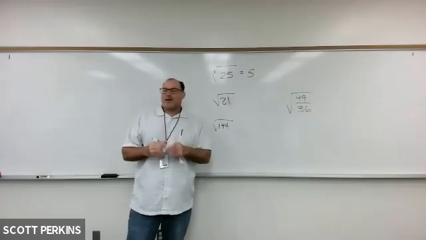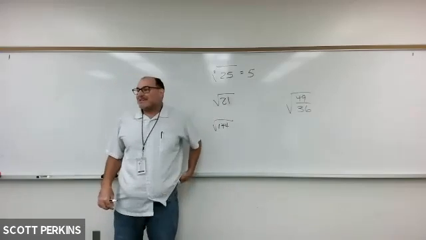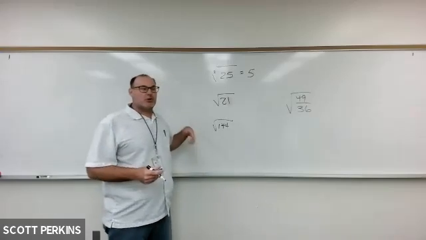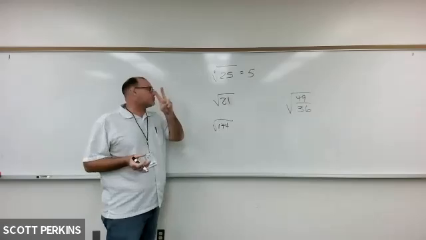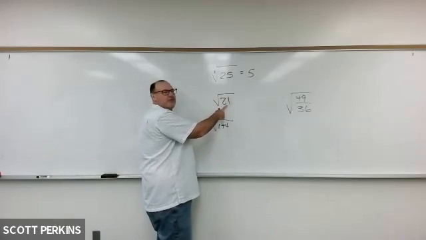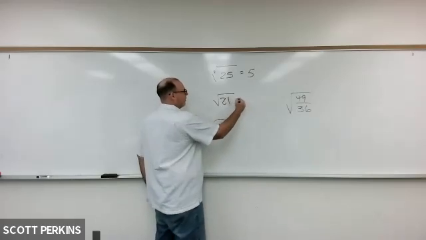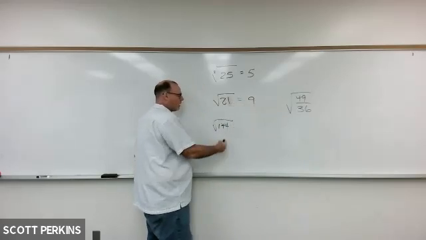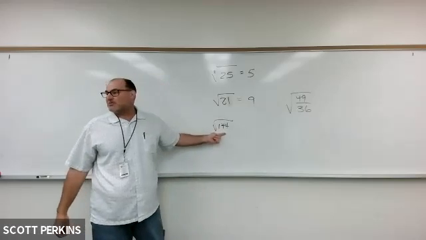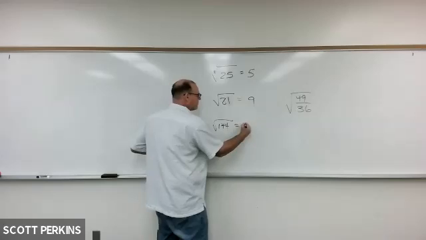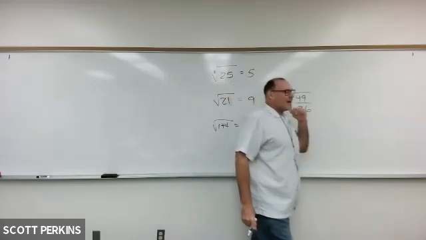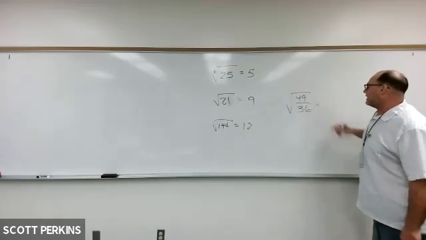I have not written a number in the basket, so each of these has an index 2, so that tells you we're looking for numbers times themselves 2 times. What times itself gives you 81? Perfect, thank you. 9 times 9 is 81. What times itself gives you 144? 12, great job.